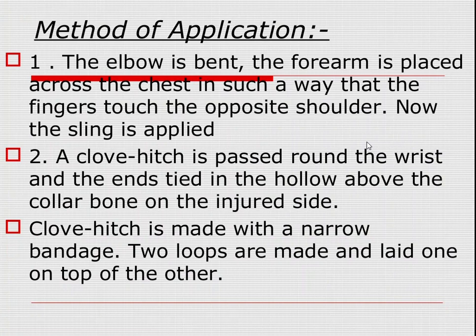A claw hitch is passed round the wrist and the ends tied in the hollow above the collarbone on the injured side. Claw hitch means a kind of loop, a material passed around the breast. It is made with a narrow bandage, so the hand can move. It is not fixed, but the flexion at the elbow must be maintained. Two loops are made and laid one on the top of the other.